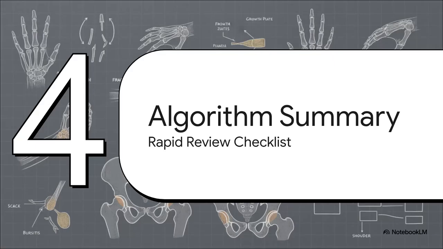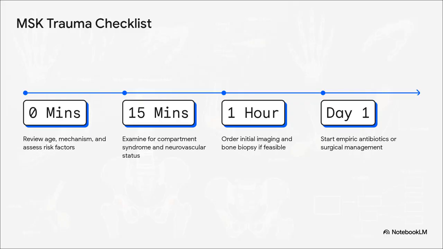Section 6. Rapid Algorithm Summary. Let's lock in the foundational test day logic with a high-speed synthesis. Memorize this final mental checklist for every single MSK question. 1. Map the age and mechanism of injury. 2. Definitively hunt for those neurovascular red flags like compartment syndrome or median nerve compromise.